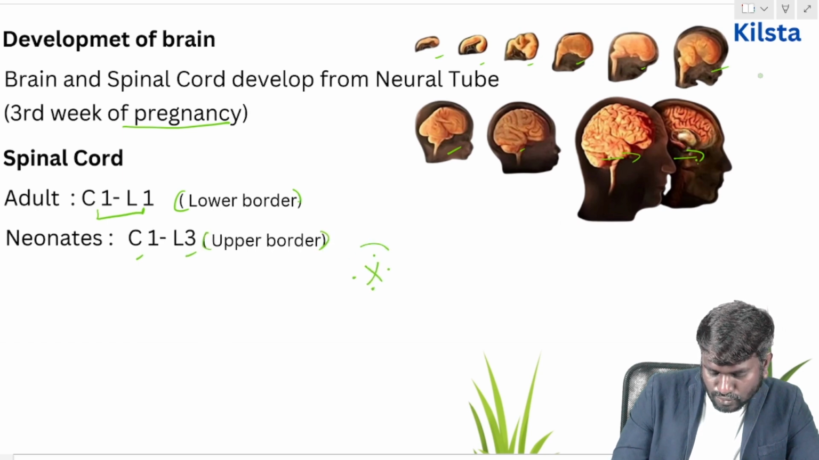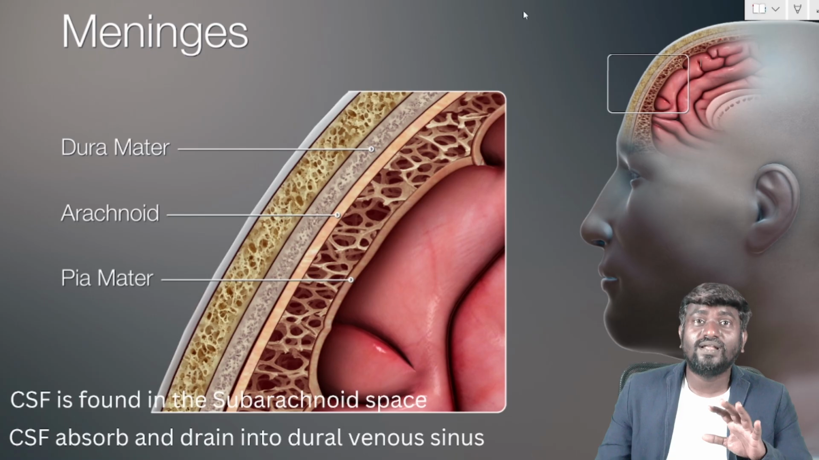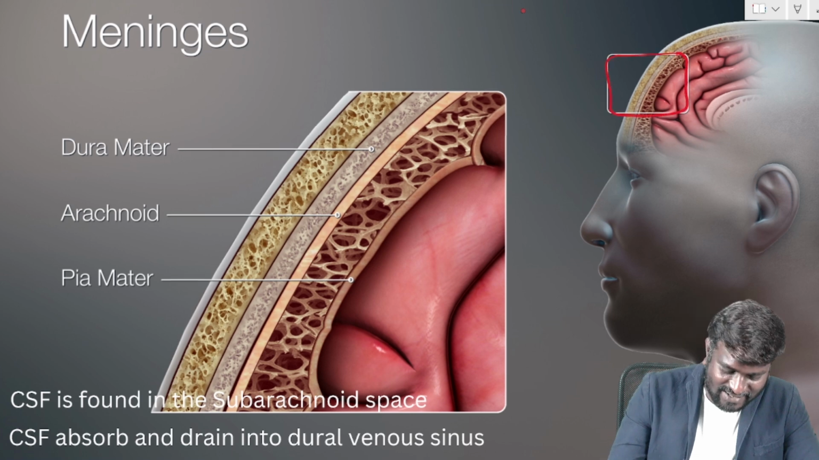So these are the two important points which you are going to remember for the exam. Yes. Let's revise the meninges of the brain. Yes, look at this structure here. We are going to enlarge this part and we look at the layers. This layer is going to be called as what?